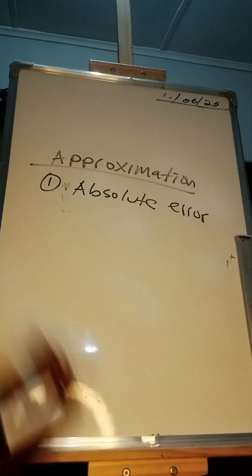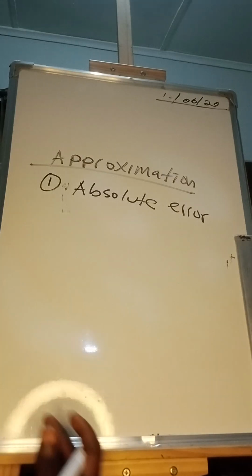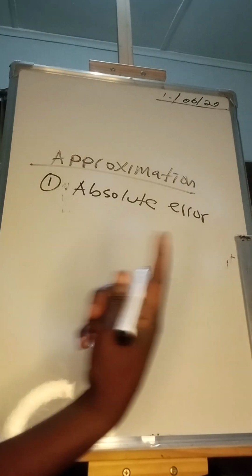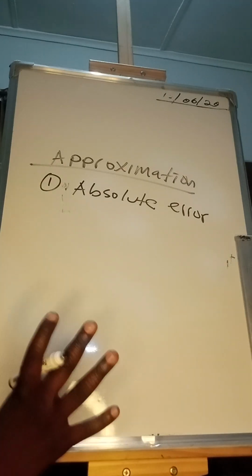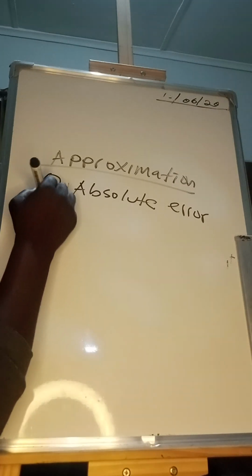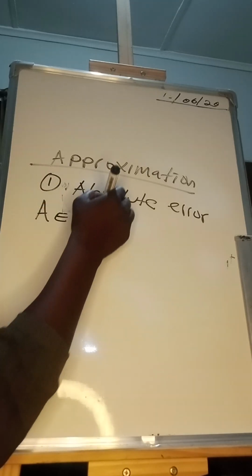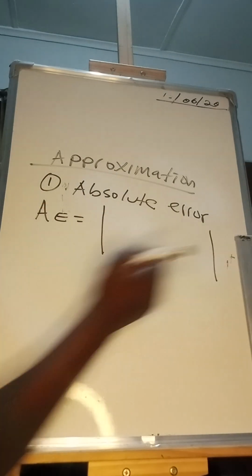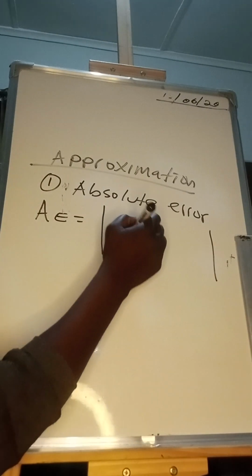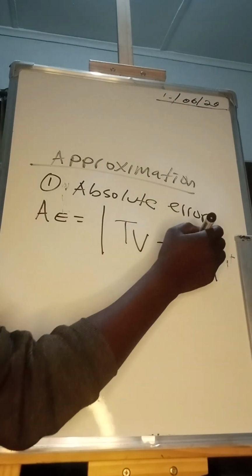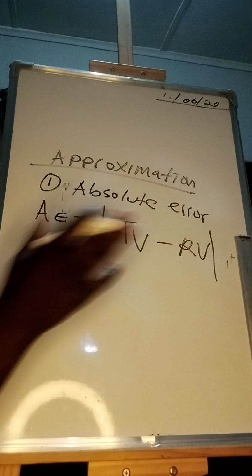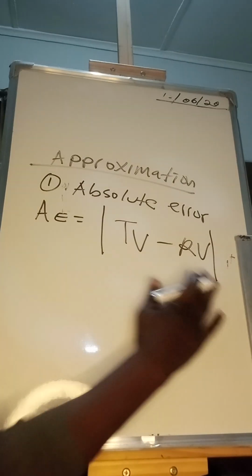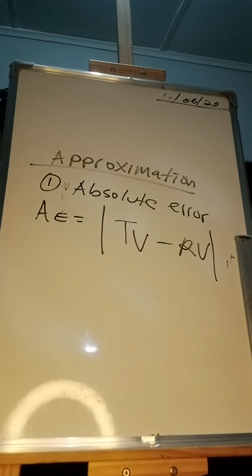Absolute error just looks at the difference between the true value and the recorded value. Sometimes I switch them, so you have to check in the syllabus which one comes first. But the beauty about it, whether you swap in the formula, the answer comes out positive because of the modulus. We are saying true value minus recorded value. Either way, the answer will come out positive, not negative, because of these modulus symbols.